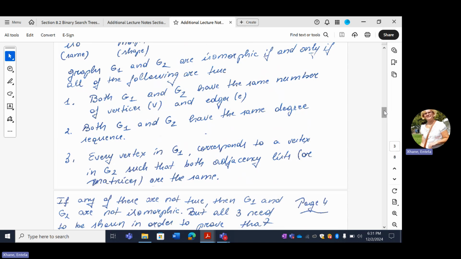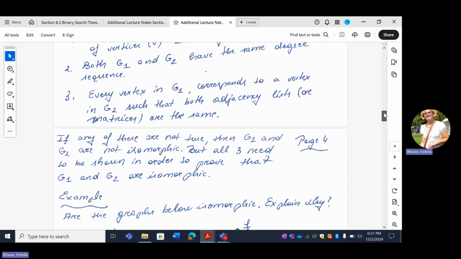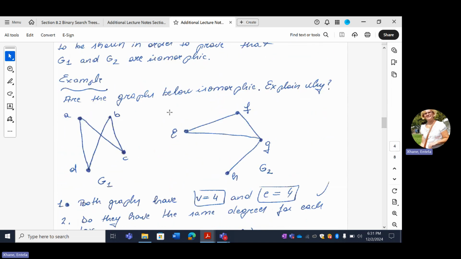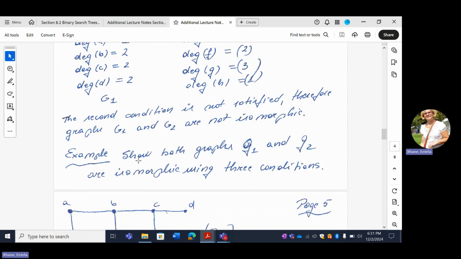The matrices are always created this way: if there is an edge connecting two vertices, you write 1. If there's no direct edge connecting two vertices, you write 0. Or you create the table of the adjacencies for each vertex that has a direct edge connected to other vertices of the graph. So we went over this example 1. This was a typical case where condition number 2 failed, was not satisfied, therefore the graphs were not isomorphic. Now let's look at another case. This is where I stopped in the previous video.